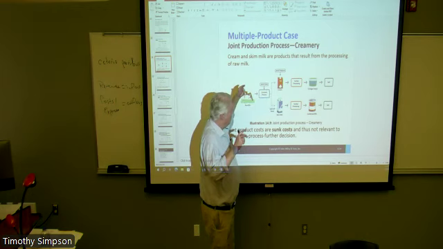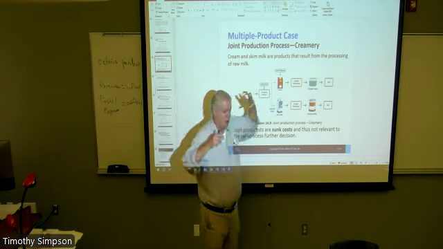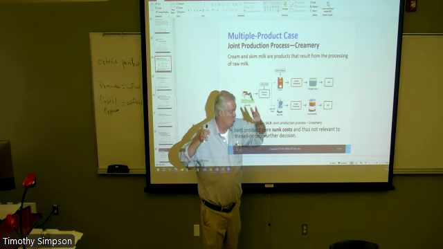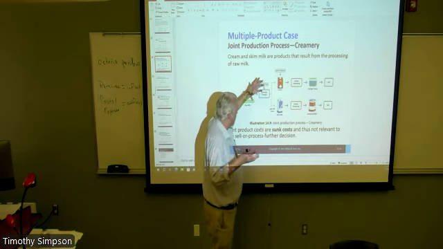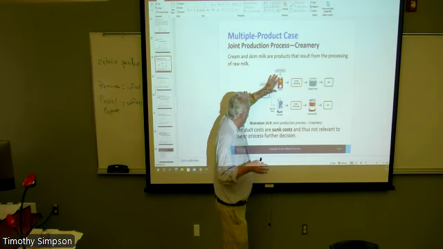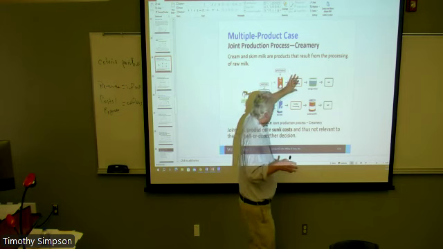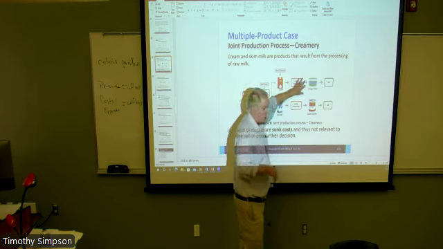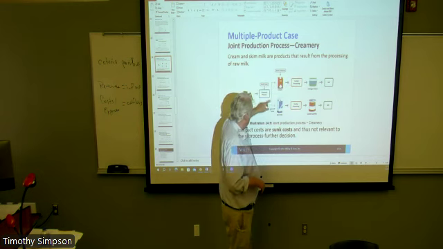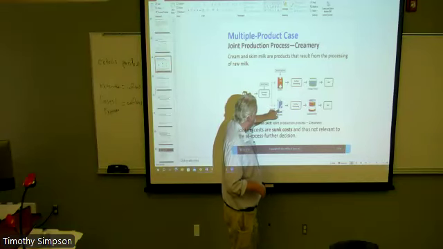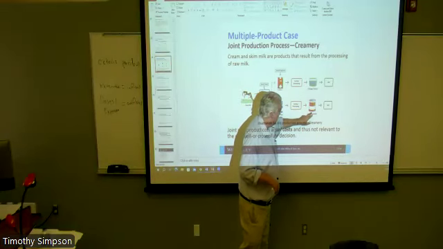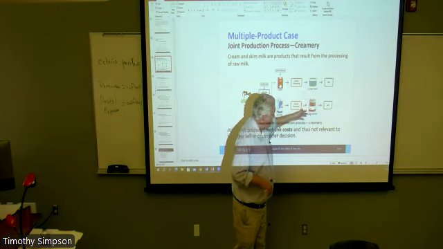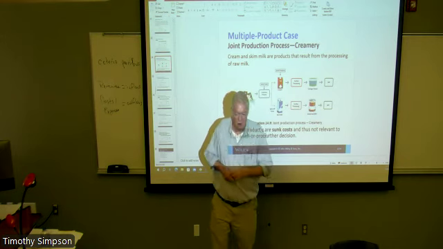But here's the thing. We have two different production streams that are possible with this initial output of milk. We can take the cream and keep on going, make cottage cheese, and then sell the product. Or we can stop somewhere in the middle. We can take what we call the split-off point here, the skim milk, and continue processing it to make condensed milk, or stop and sell it at some point along the line.